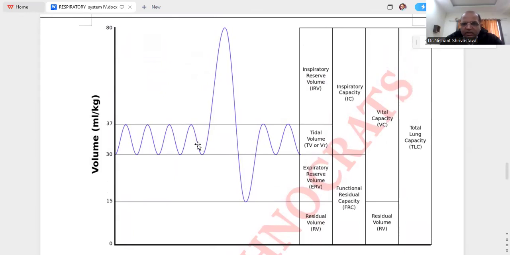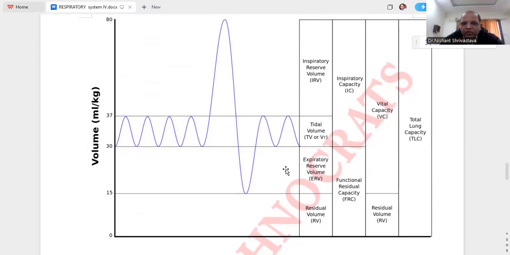After the inspiration, we can forcefully inspire. So this is called inspiratory reserve volume, meaning forceful inspiration. And after the exhalation, we can forcefully expire the air. So this is ERV. After the forceful expiration, whatever amount remains in the lungs or alveoli area is called residual volume. After the forceful expiration, this is the residual volume.